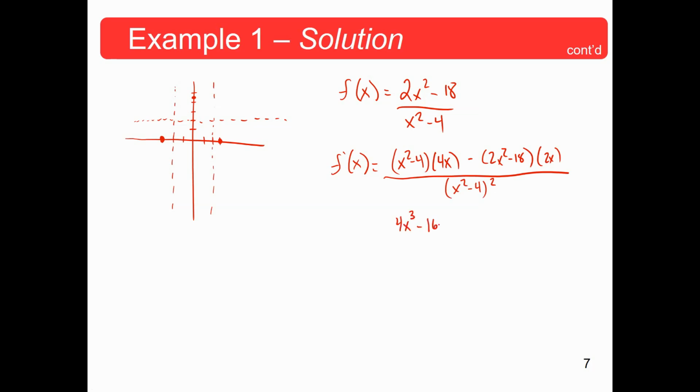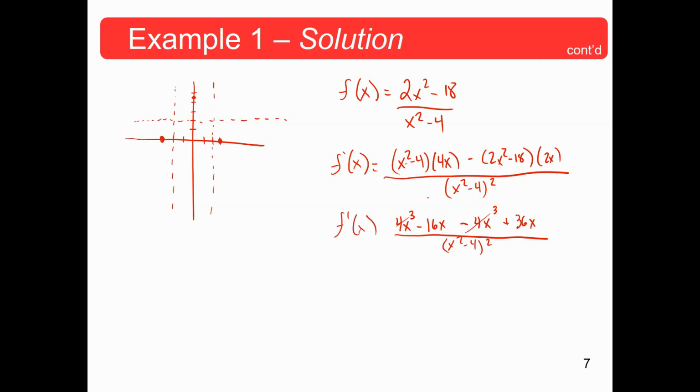4x cubed minus 16x minus 4x to the fourth plus 36, that should be x cubed, sorry, plus 36x. Let's make sure that's right. 4x times x squared is 4x cubed. 4x times negative 4 is negative 16x. Negative 2x times 2x squared is negative 4x cubed. Negative times negative is positive 18 times 2x is 36x. All right, over x squared minus 4 squared.